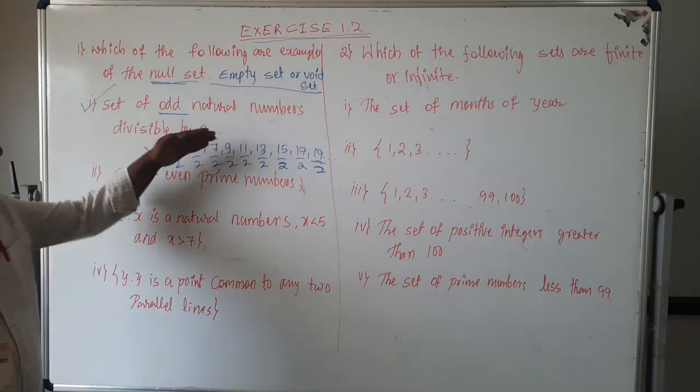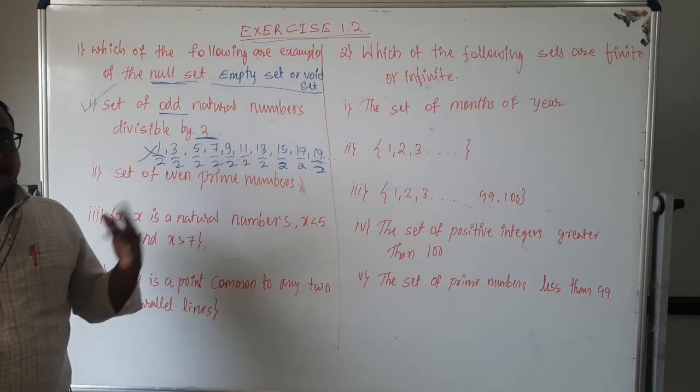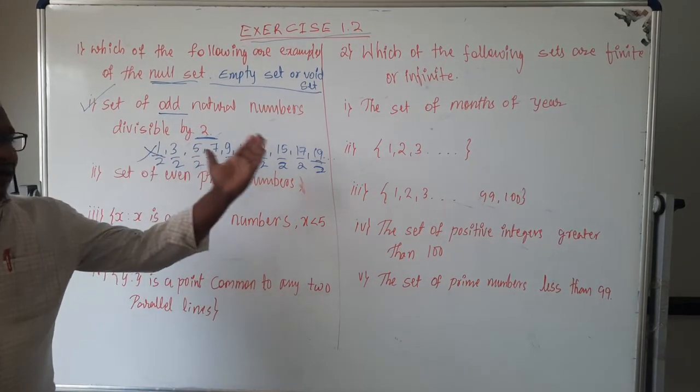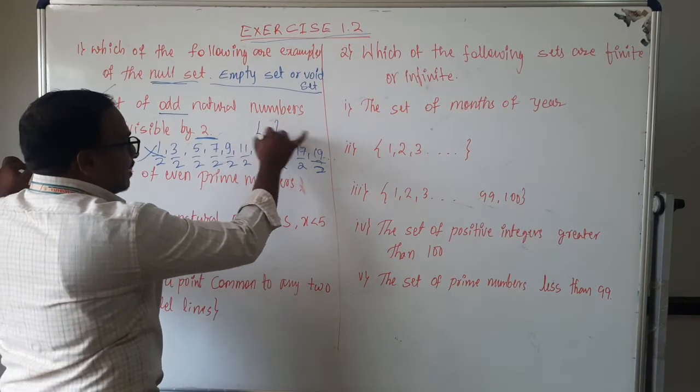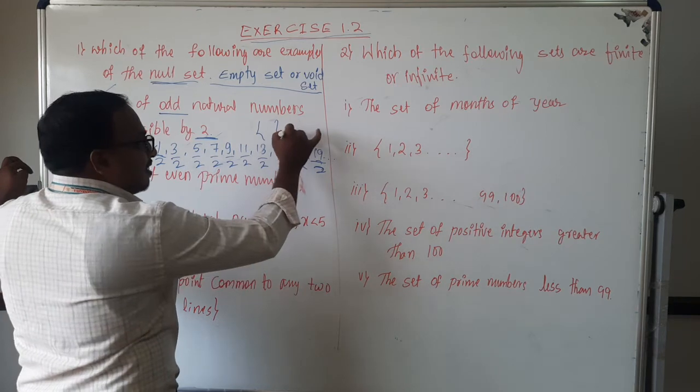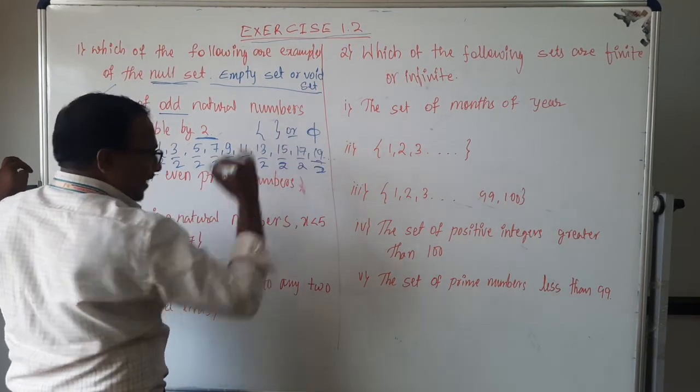Okay, can any odd natural number be divided by 2 exactly? No. So this one is an empty set. This set is represented by empty braces, or we can write it as phi.